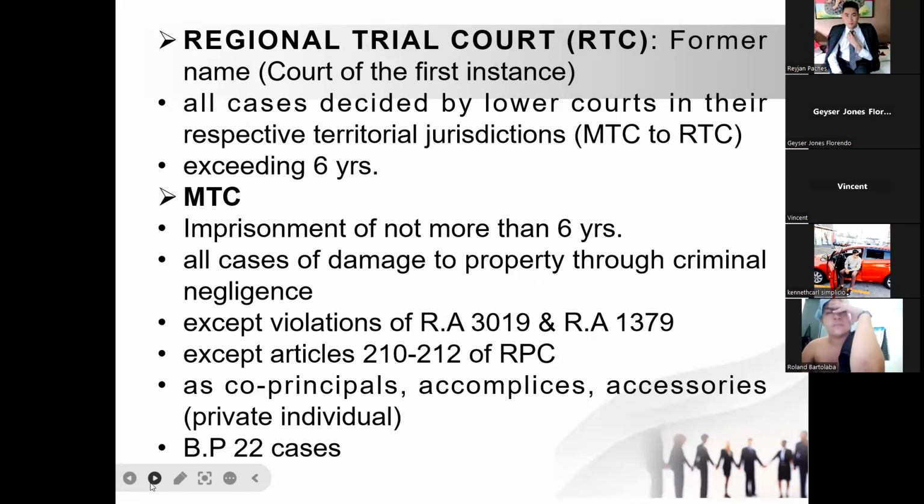Okay? Then of course, pasok rin sa MTC class, jurisdiction rin nila yung tinatawag natin na BP 22. Okay? BP 22 o yung tinatawag natin na bouncing check law. Okay? The bouncing check law.